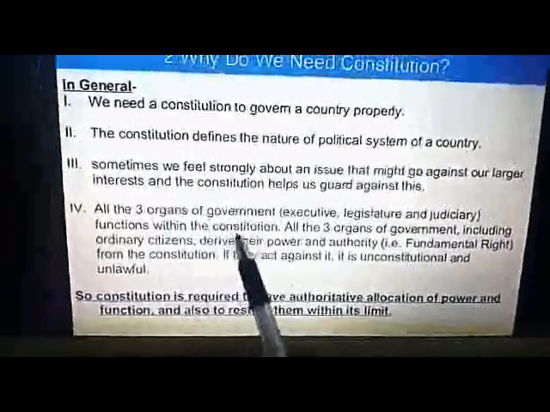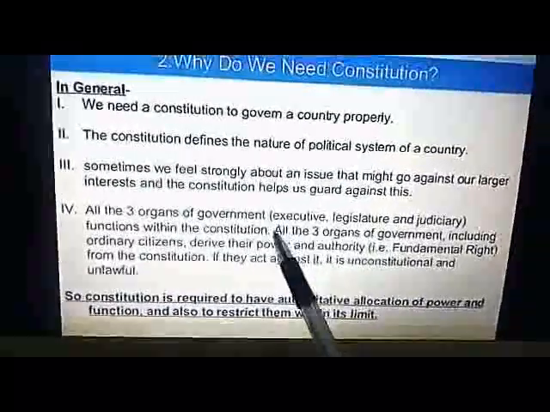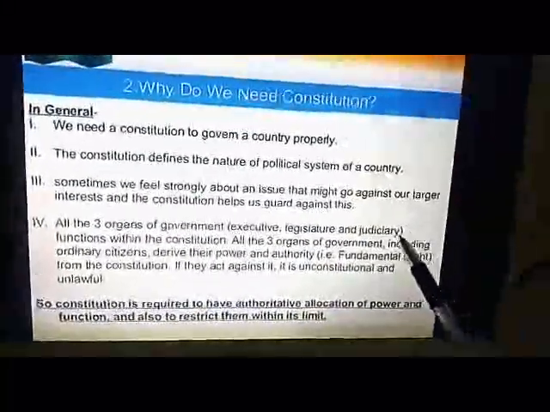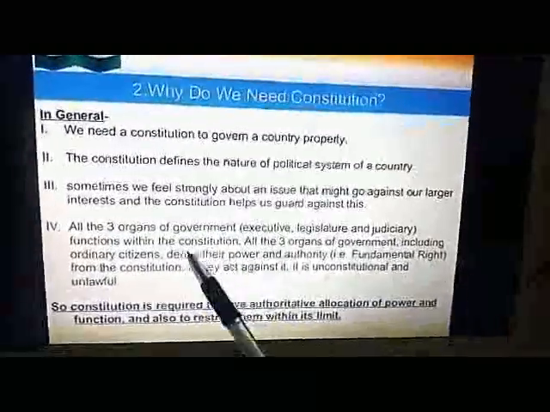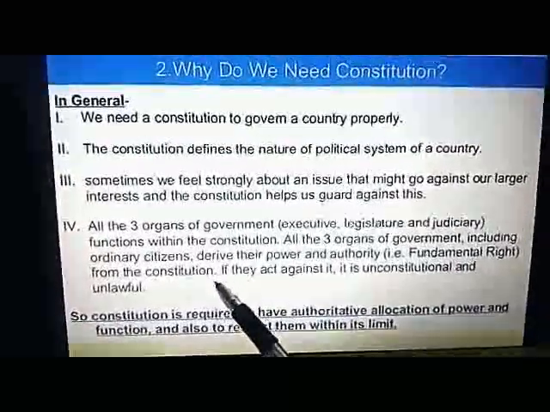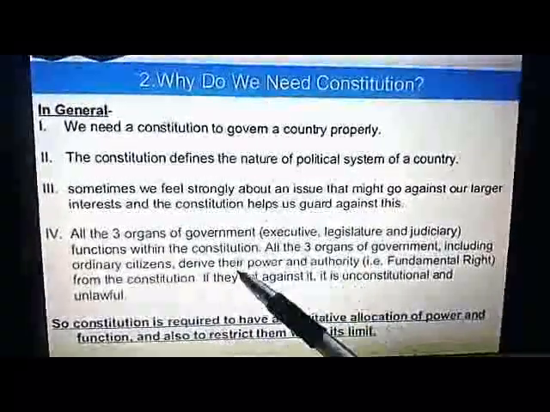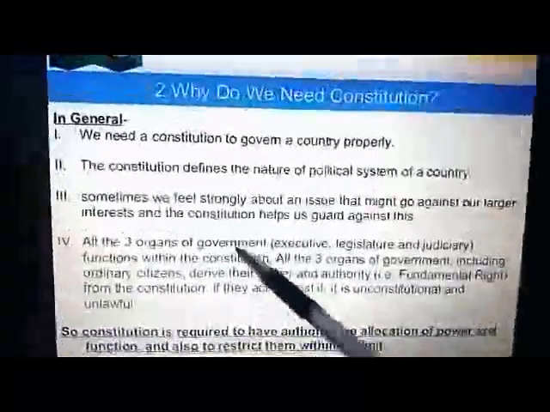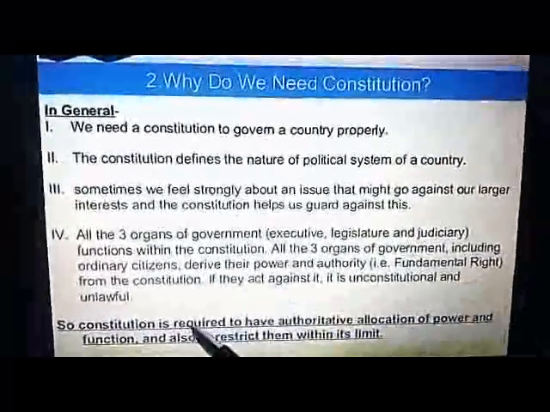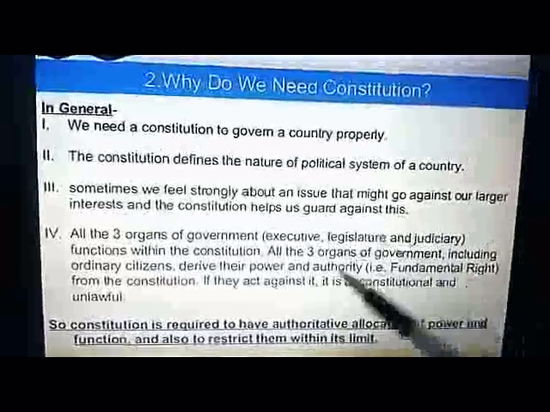Then all the three organs of government, executive, legislature and judiciary, function within the constitution. That is, whatever is written in the constitution, only according to that do the executive, legislature and judiciary work. All the three organs of government, including ordinary citizens, derive their power and authority, that is fundamental rights, from the constitution. Now, from where do we get our fundamental rights? That is right to education, then right to religion, all these rights, where do we get them from? It is from the constitution. If they act against it, it is unconstitutional and unlawful. So there is a punishment if anything goes against the fundamental rights of the individuals.